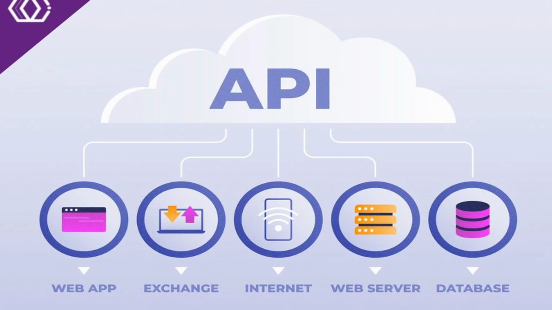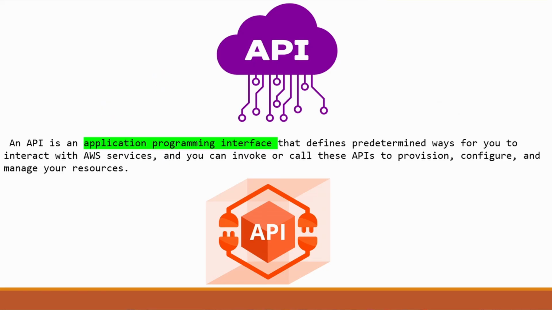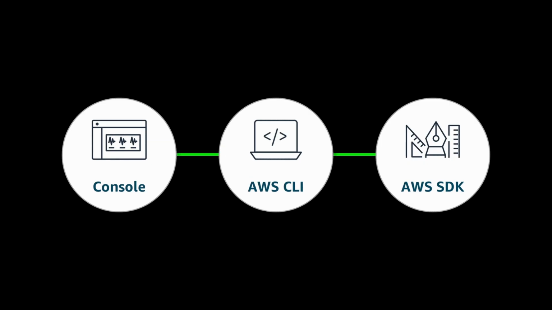You might be wondering, how do I actually interact with EC2 and other services? And the answer is API. In AWS, everything is an API call. An API is an application programming interface that defines predefined ways for you to interact with AWS services. And you can invoke or call these APIs to provision, configure, and manage your resources. There are three main ways you can call AWS APIs: using the AWS Management Console, using the CLI, or using an SDK.